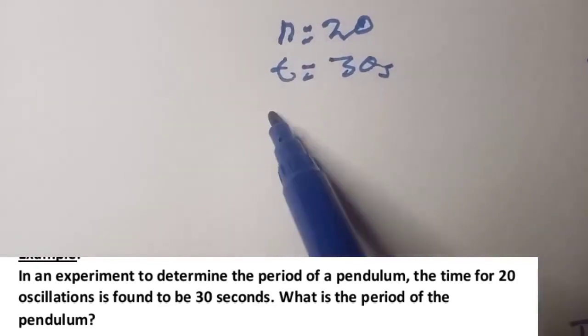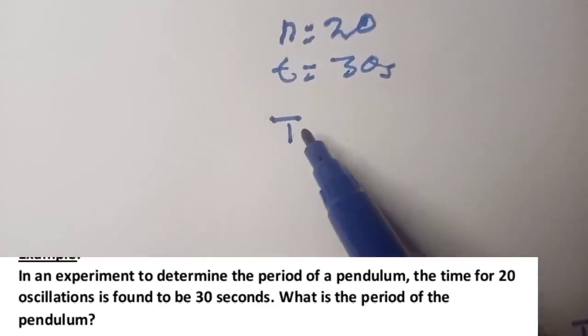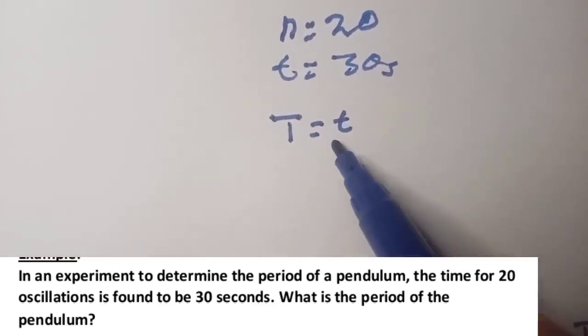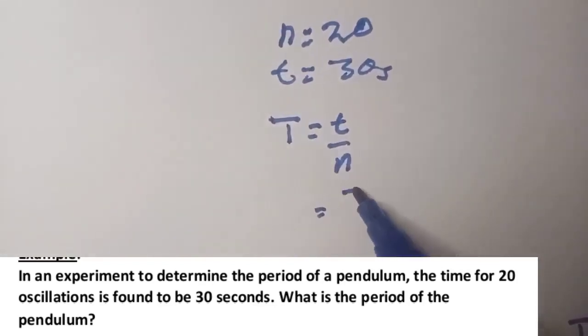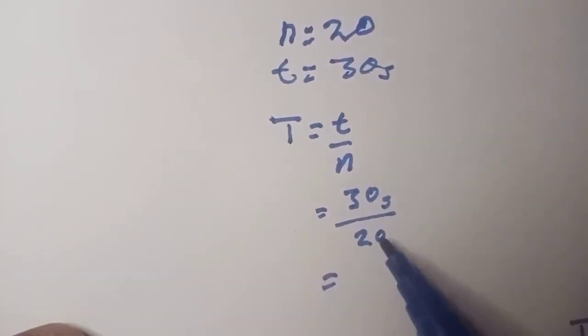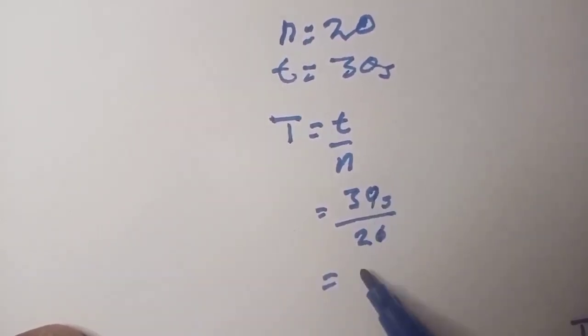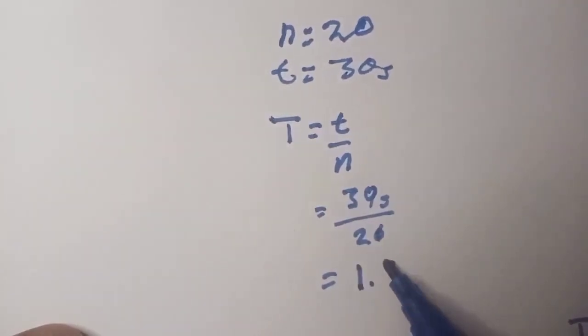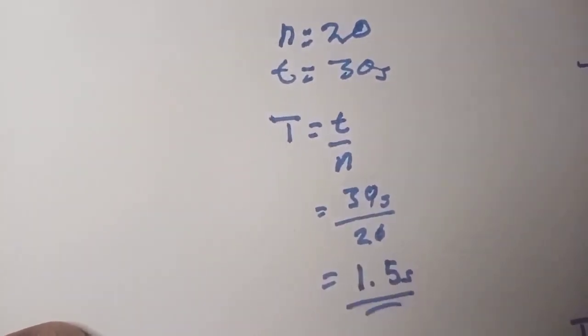What is the period? So this is simple. We're just going to say period is equal to time over n. So the time there is 30 seconds over n, which is 20. You divide this, you cancel that. 2 into 3, it is 1.5 seconds. And this question is done.